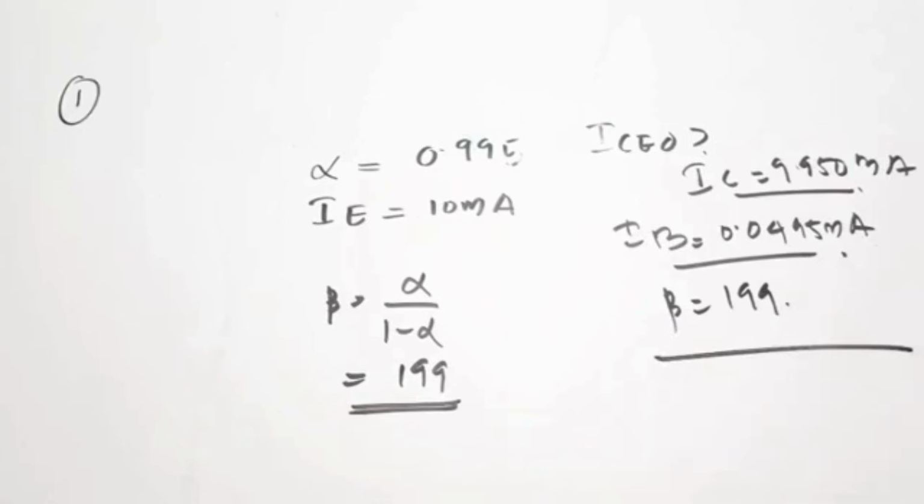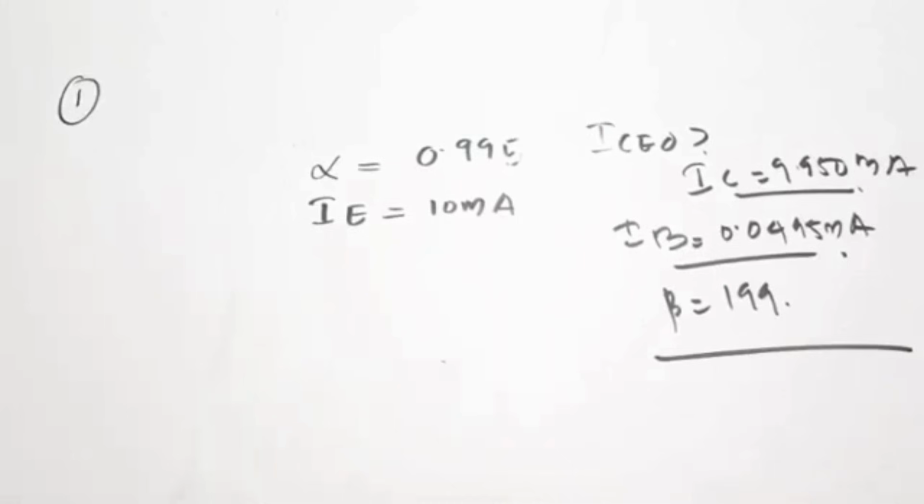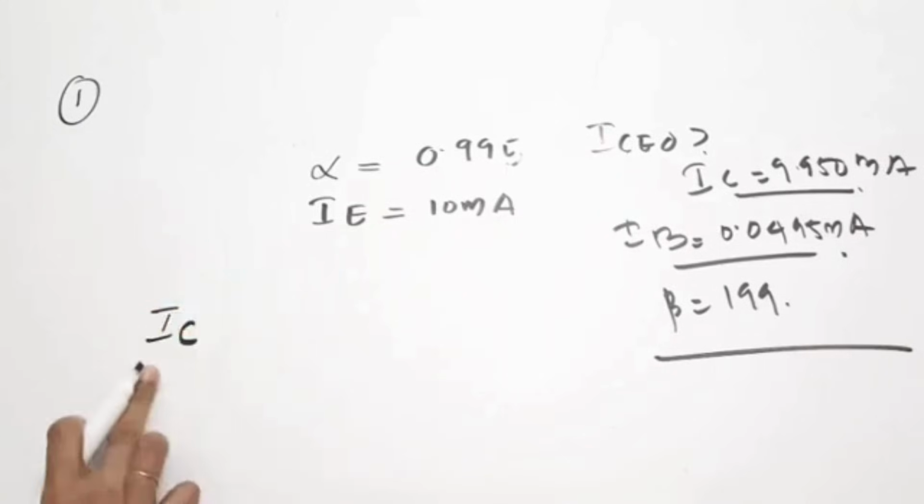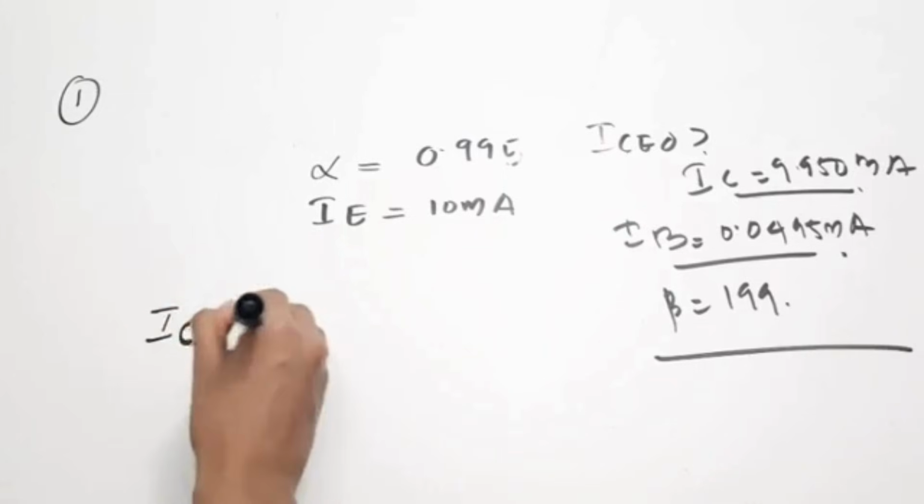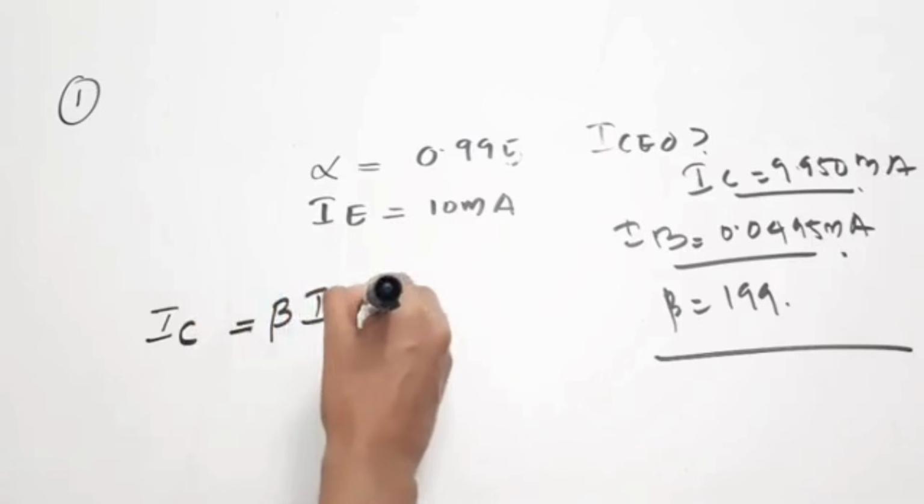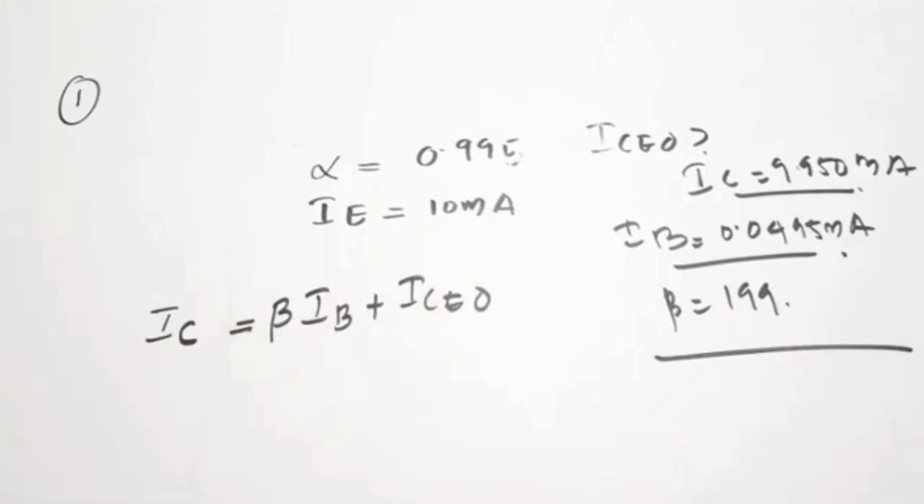So now we have IC, we have IB, we have beta. Now, in order to find ICEO, the equation is like this: the collector current IC equals beta times IB plus ICEO. We have used this relation in a couple of numericals in various videos. So this is a very famous equation.